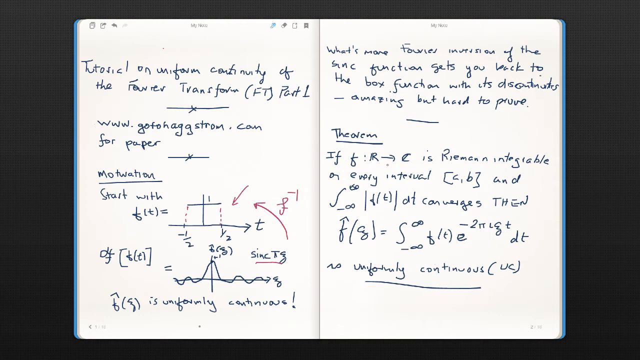The fundamental theorem that we need to establish is this. If you've got a function that's Riemann integrable on every interval a to b, and its absolute value integral converges, then we can confidently assert that the Fourier transform is uniformly continuous. So that's what we want to prove with those assumptions. And as you can see here, this is the way I've defined the Fourier transform.